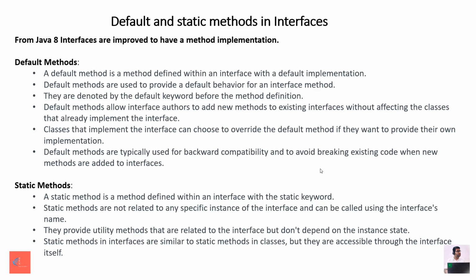Default methods are typically used for backward compatibility and to avoid breaking existing code when new methods are added to interfaces. Let's talk about the static method.